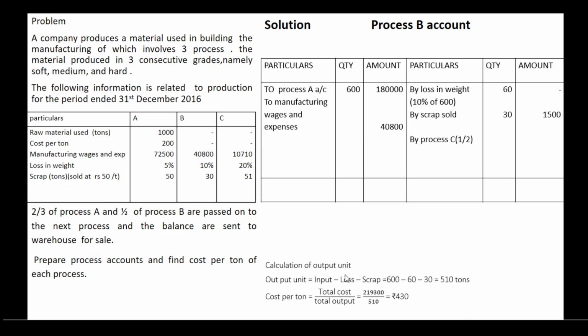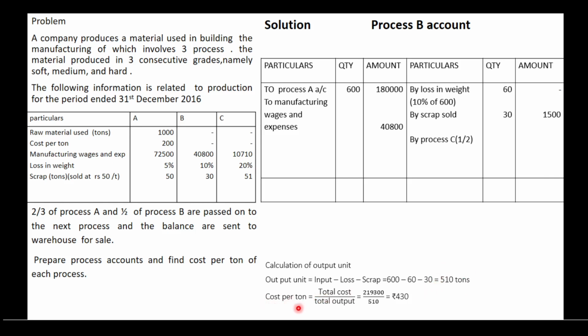That is the calculation of output unit. So it is calculated as input minus loss minus scrap. Here the input units, that is the 600 units, minus losses. The loss units are the 60 units, minus scrap. The scrap units are 30. So 600 minus 60 minus 30. So now the output units are 510 tons.